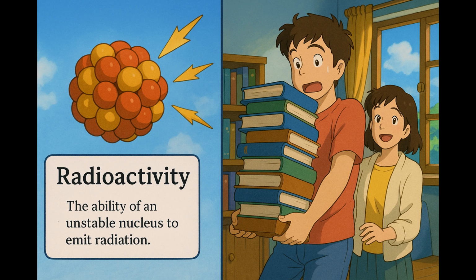In both cases, the wobbly stack will eventually topple over or require you to remove some books to stabilize it, just as the unstable nucleus achieves stability by emitting radiation in the form of particles or energy, thereby altering its structure.